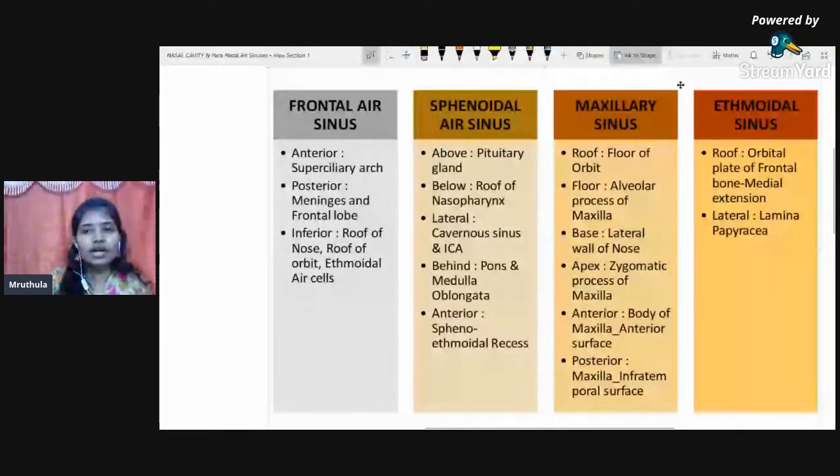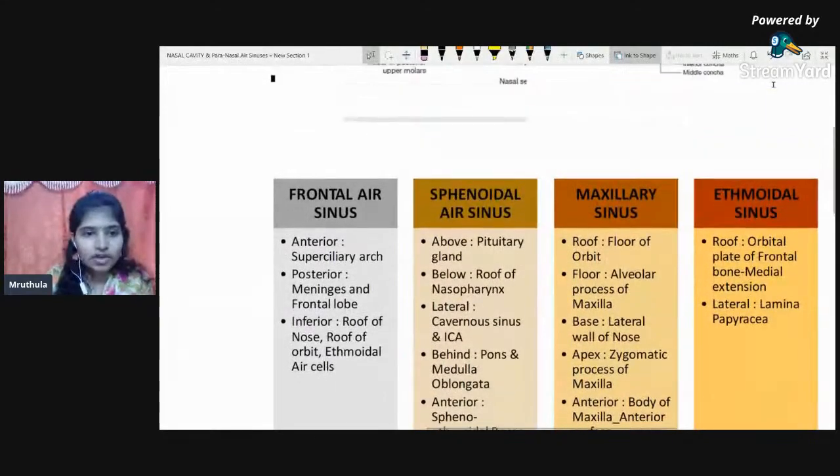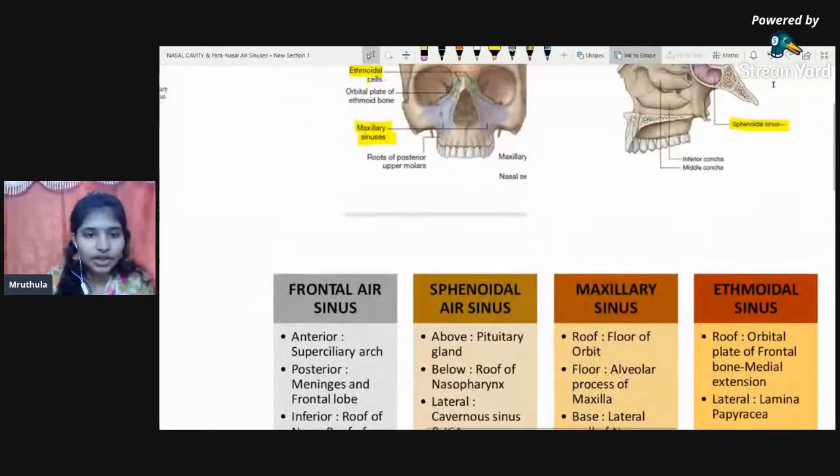So the four air sinuses have been listed here: frontal air sinus, sphenoidal, maxillary and ethmoidal. We are right now seeing the relations. I'm not going to answer this, you're going to tell me. I'm just going to say which side you need to look into. So how do you write relations? Based on the shape, we will say if there is any anterior relation, posterior relation, superior or inferior.